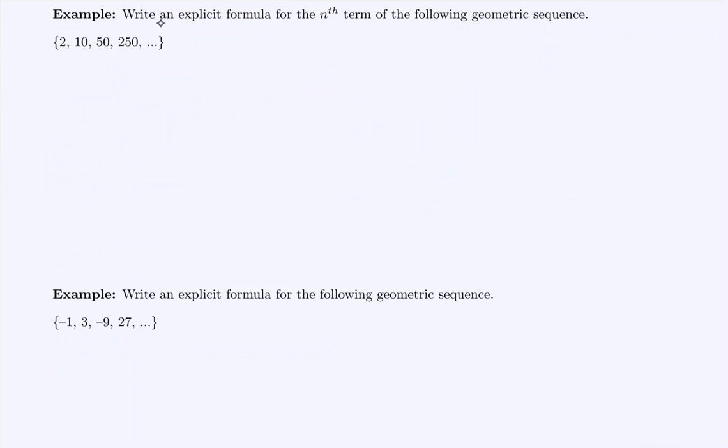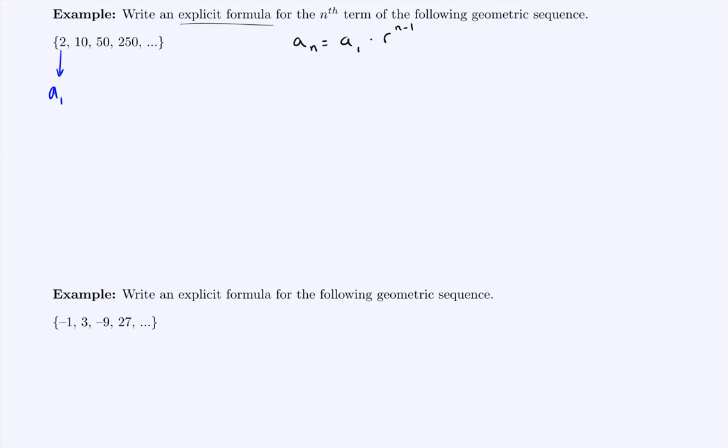Here we're asked to write an explicit formula for the nth term of the geometric sequence. We know in general it's a sub n is the first term times the common ratio to the n minus 1. So that tells me if I know the first term and I know the common ratio, that's all we need. The first term is just the first term written, that's nice.